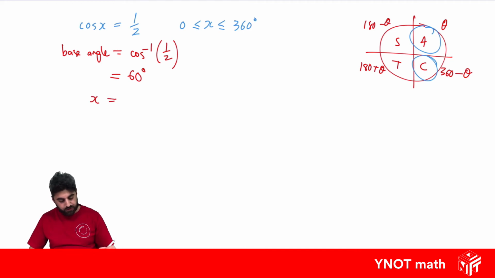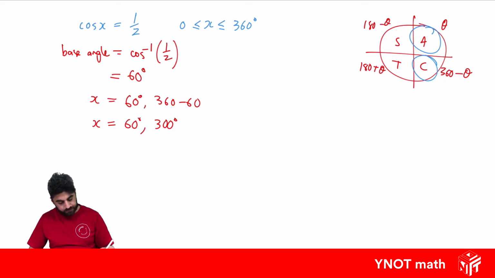So now we're ready to write our solution for x. Because it's in the first and the fourth quadrant, we want the base angle itself. So the 60 degrees becomes one solution. And in the fourth quadrant, that's 360 degrees minus our base angle. So we get 360 minus 60. So our final answers for x are 60 degrees and 300 degrees. And if you went ahead and put those in your calculator, cos of 60 you'd get a half, and cos of 300 you'd also get a half.